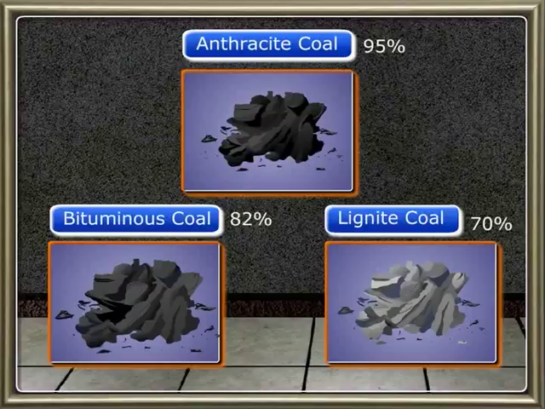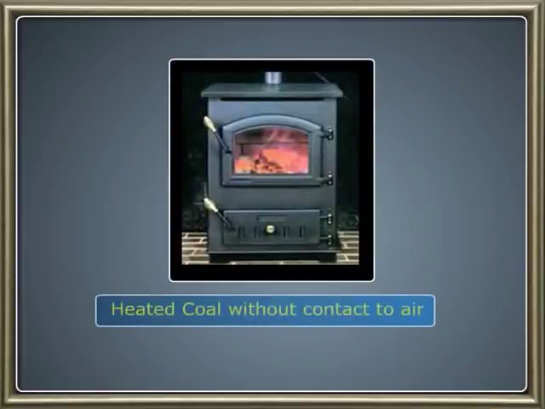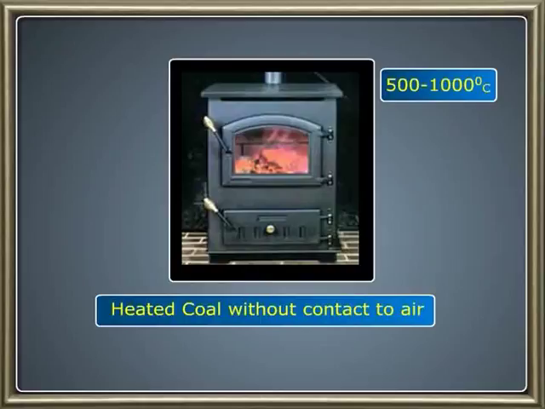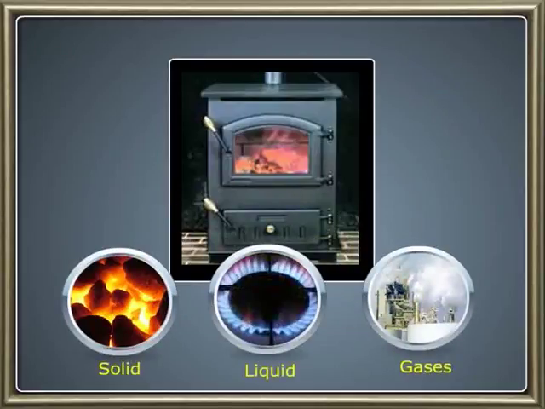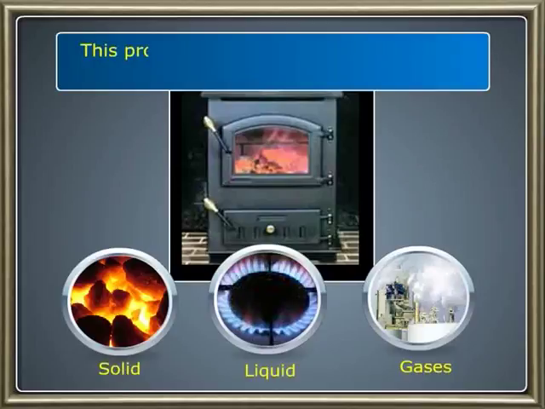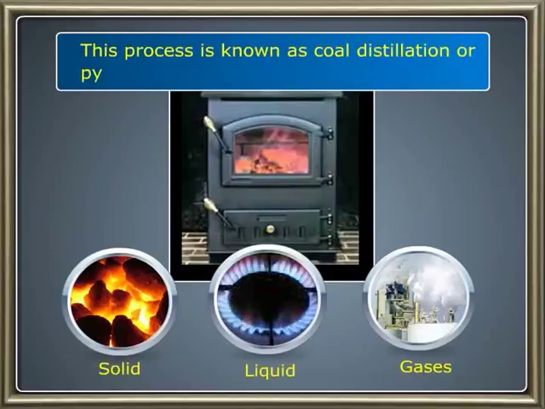Coal is also a source of many carbon compounds. When coal is heated to 500 to 1000 degrees Celsius without contact with air, it gets converted into a variety of solid, liquid and gaseous carbon compounds. This process is known as coal distillation or pyrolysis or carbonization of coal. Now let's learn another class of carbon compounds called hydrocarbons.